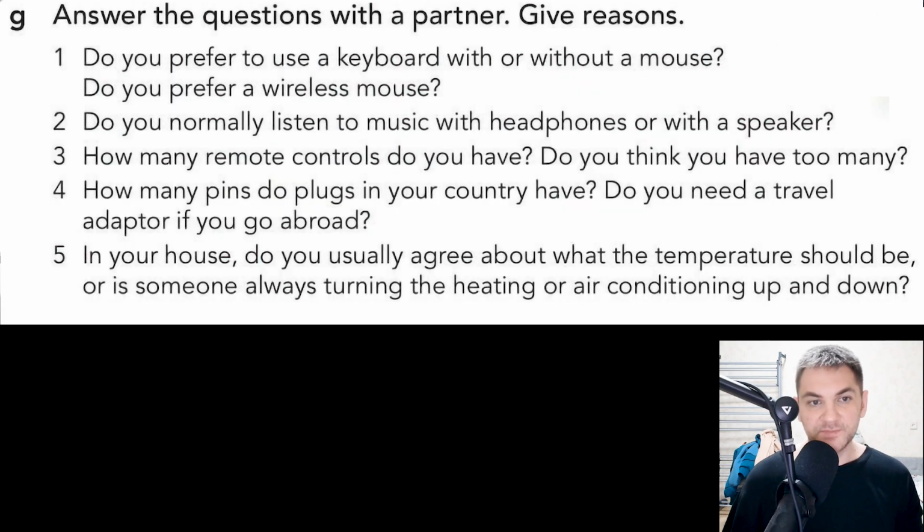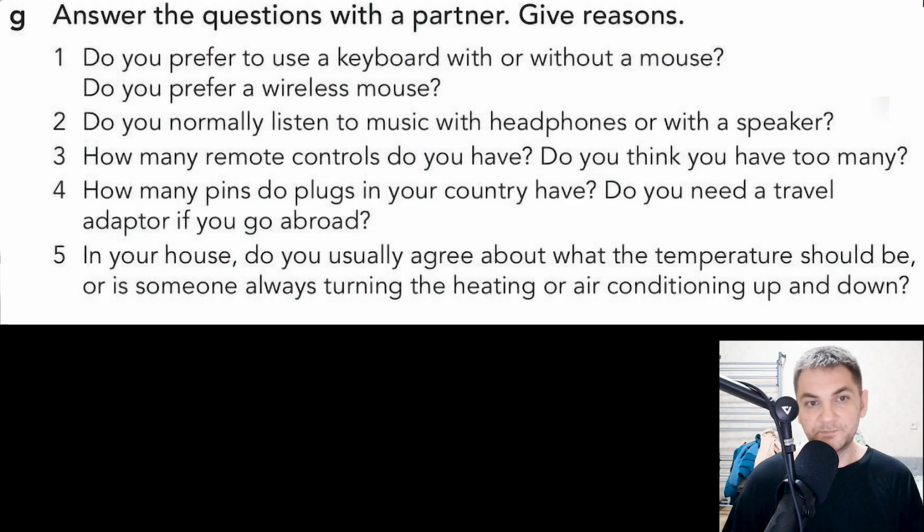Speaking practice. It's time to use what you learned. Answer the 5 questions below. Give reasons for your answers. For example, do you prefer a wireless mouse? Why do you think you have too many remote controls? Try to speak in full sentences. This is your chance to practice new vocabulary and phrasal verbs in a real conversation. Let me say something first. Listen to my answers and then it's your turn.